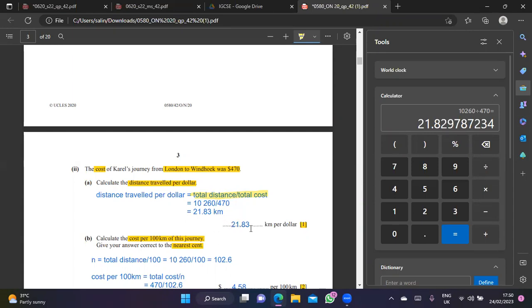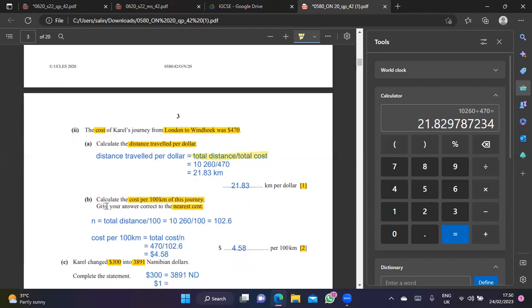I always like, this is actually dealing with money, so I will take two decimal places. So what is the kilometer per dollar? 21.83. Or you can take three significant figures as well, which is 21.8. You have to round it off. They didn't specify, so you can just take either three significant figures or two decimal places. Even one decimal place is also accepted. No problem.